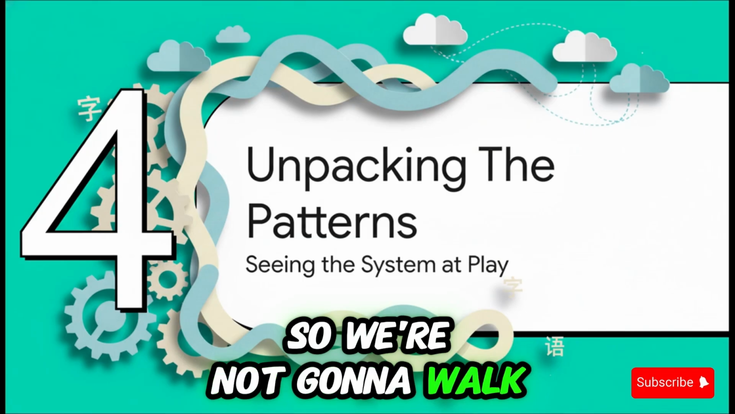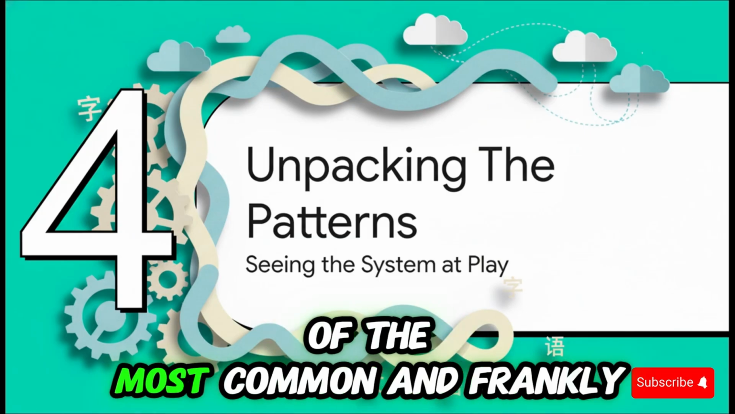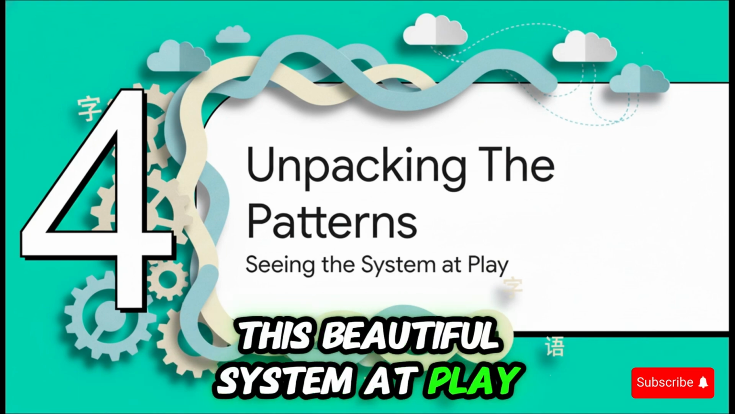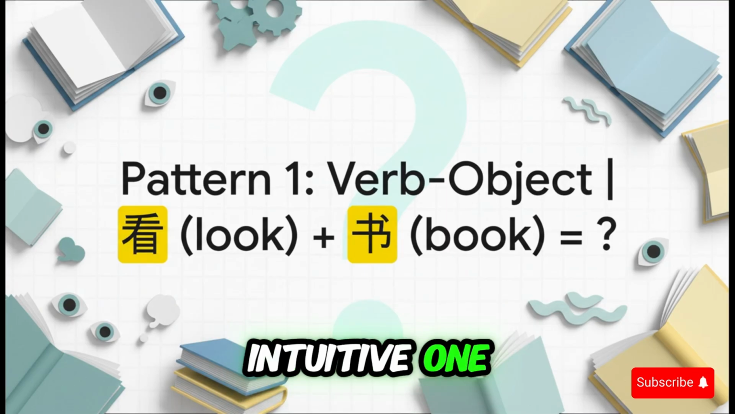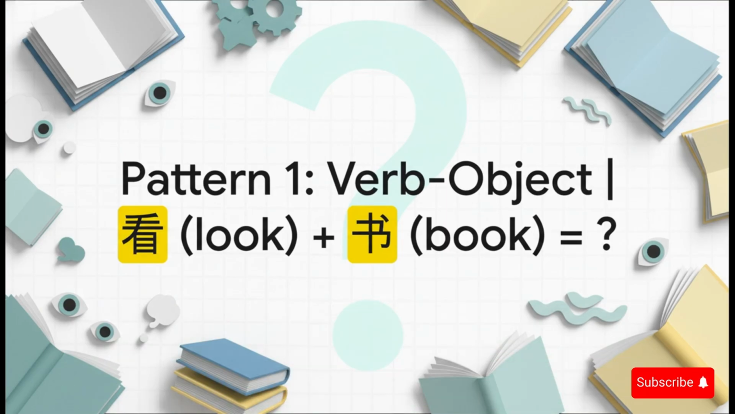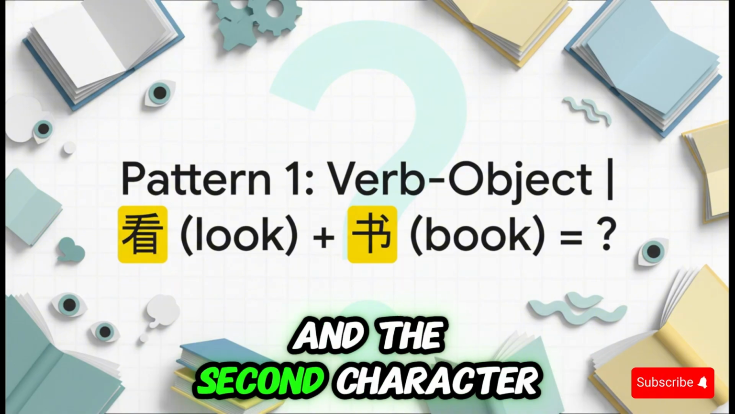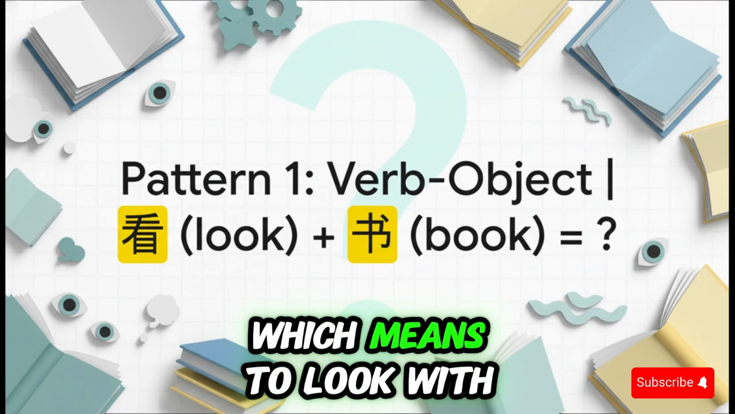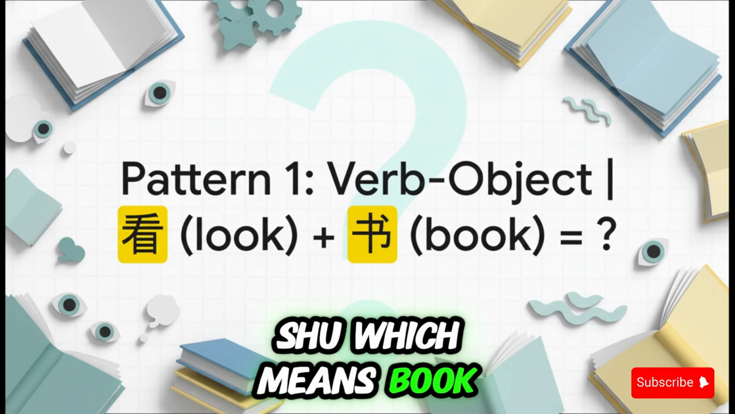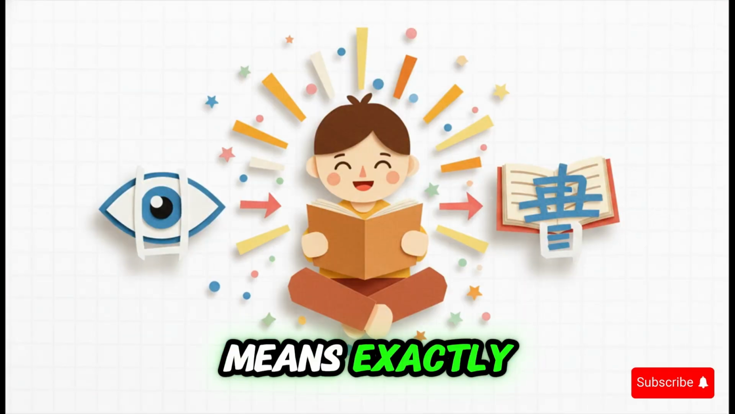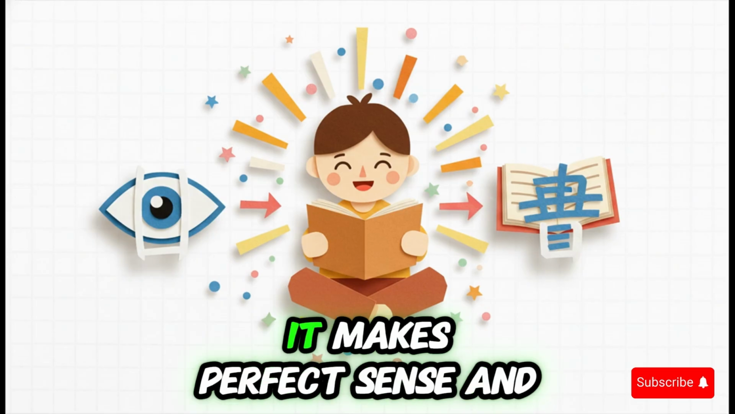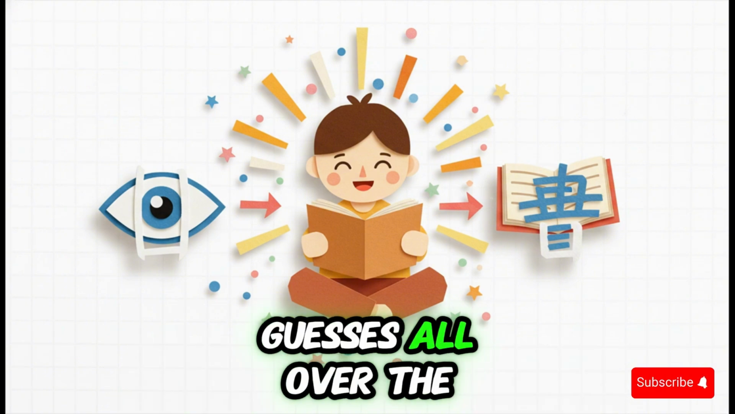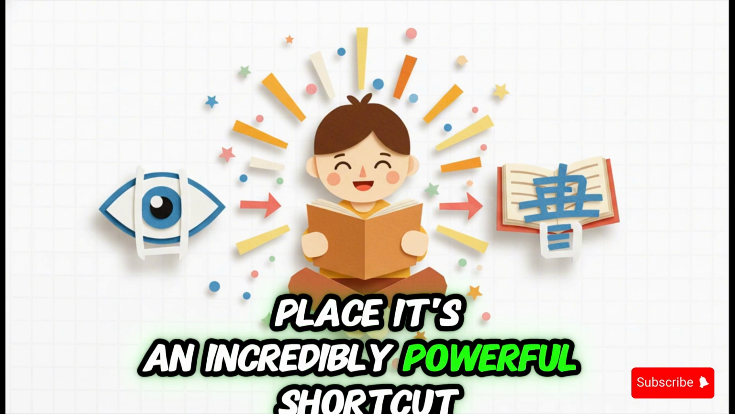All right, so we're not going to walk through all 7 patterns, but let's unpack a few of the most common and, frankly, most powerful ones so you can really see this beautiful system at play. Let's start with a really intuitive one, the verb-object pattern. It's simple. The first character is an action, and the second character is the thing that action is happening to. So let's say you combine kan, which means to look, with shu, which means book. What do you think that means? Exactly. To read, look book. It makes perfect sense. And once you see that pattern, you can start making educated guesses all over the place. It's an incredibly powerful shortcut.